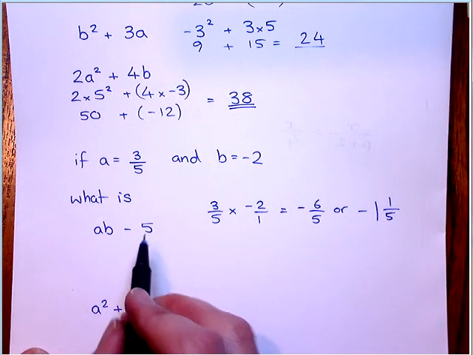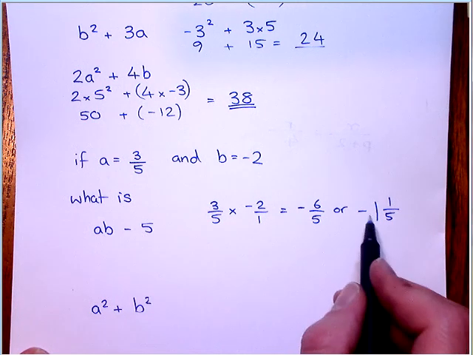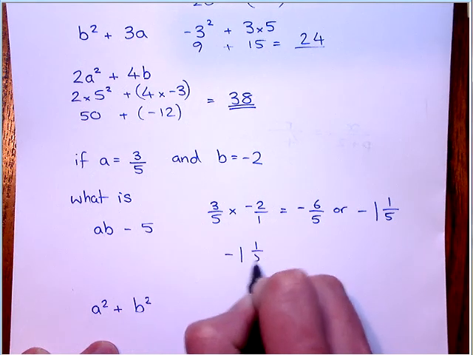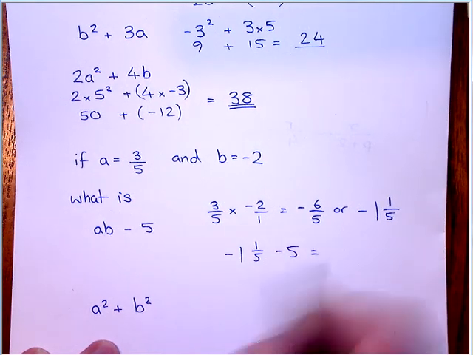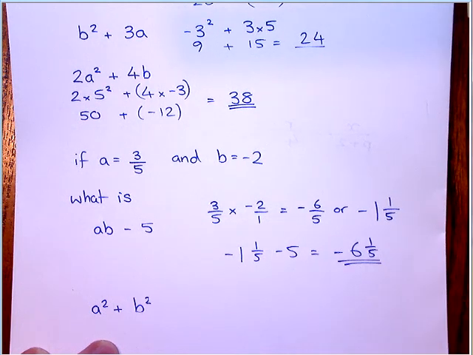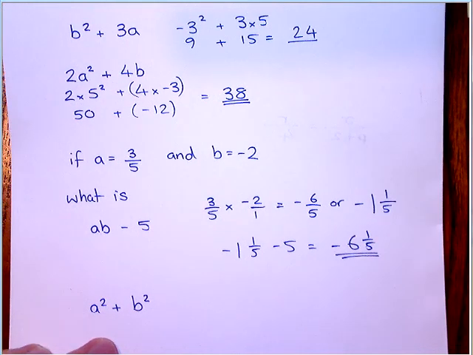And what we've got to do is take away 5 from it. So we've got minus 1 and a 5th, take away another 5. So minus 1 and a 5th, take away 5, it's getting smaller again. So it's going to be minus 6 and 1/5. They're pretty harsh if they ask you something as hard as that, and it doesn't often come up. But I would say, be prepared for it.